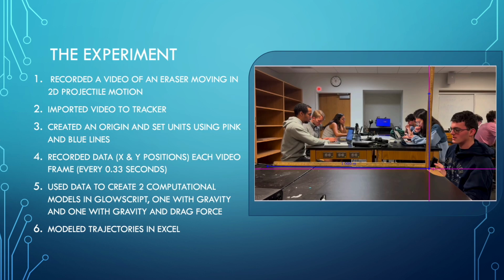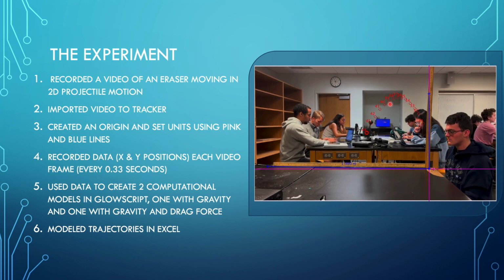So here's our experiment. Here's the video. As you can see, it follows this trajectory here. We recorded it in 2D projectile motion, not 3D, just 2D. Then we imported the video to Tracker and created our origin using the pink and blue lines. We recorded our data, and each video frame, it moves on. So all these diamonds here are every 0.033 seconds of the video. Then we created two computational models in GlowScript, one with drag force and gravity, and one with just gravity. And then we modeled them in Excel.